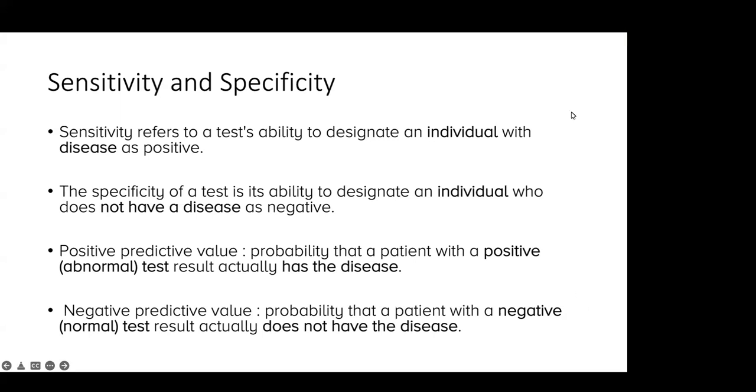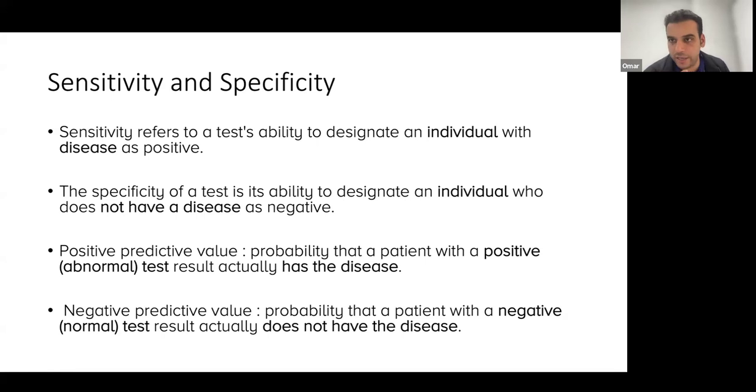A positive predictive value of 0.6 means that there is a 60% probability that if the test is positive, this patient will have the disease. Yes, exactly. So you are looking at the test, then the individual.